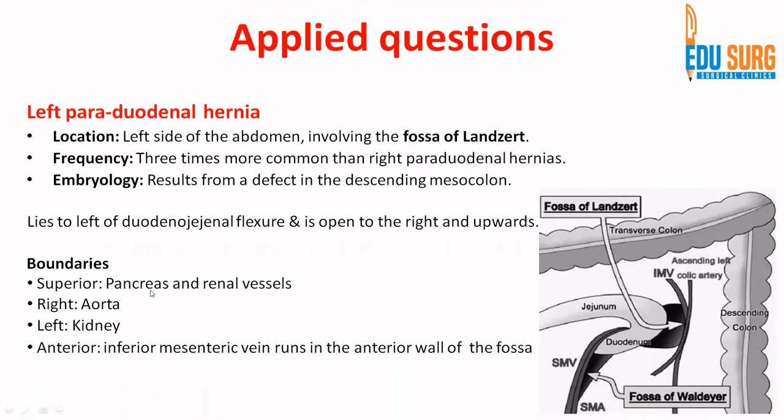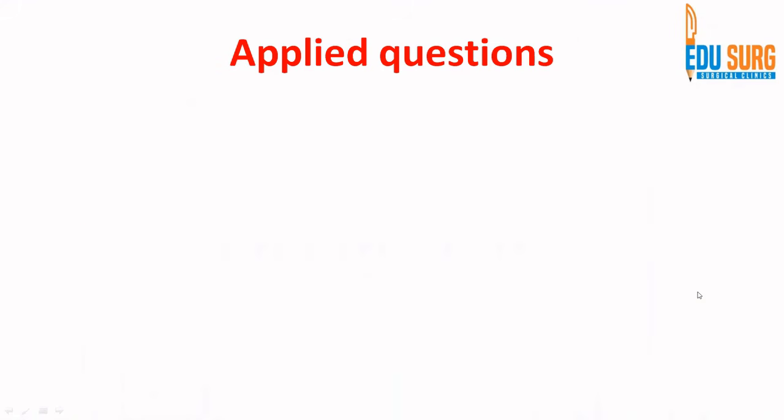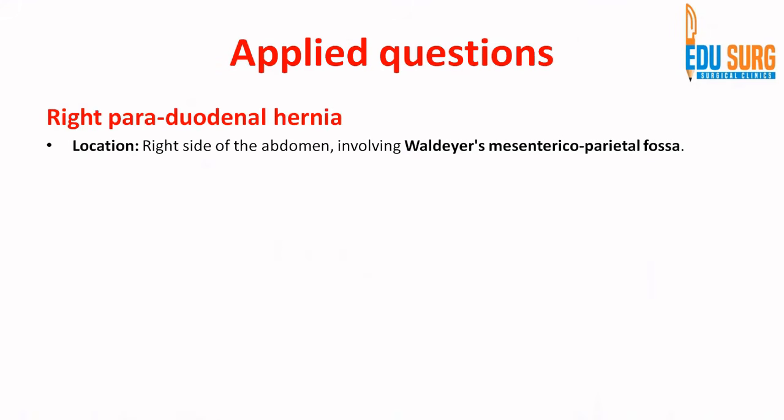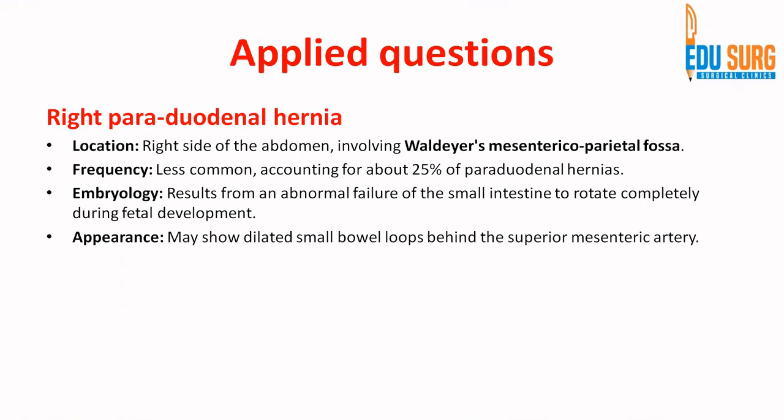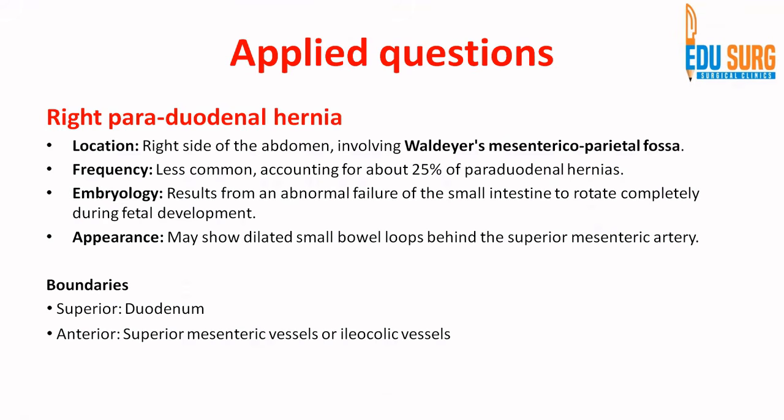So as we discussed, superiorly it will have the pancreas and renal vessels. To the right is the aorta, to the left is the kidney, and anteriorly it is the inferior mesenteric vein and the ascending left colic artery. Coming to the right paraduodenal hernia, as we have seen, it is in the fossa of Waldeyer, less common than the left paraduodenal hernia. It results from incomplete rotation of the small intestine. It can show some dilated small bowel loops going behind the superior mesenteric artery. As we discussed, superiorly lies the duodenum, anterior is the superior mesenteric and ileocolic vessels, and posteriorly is the lumbar vertebra.